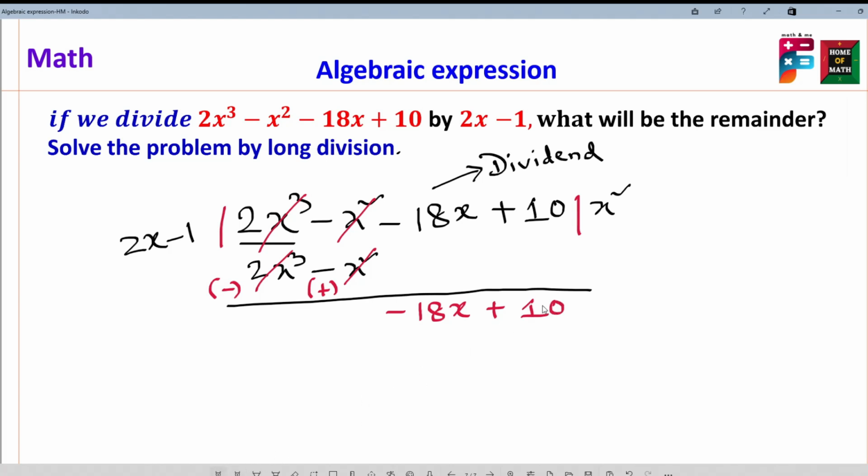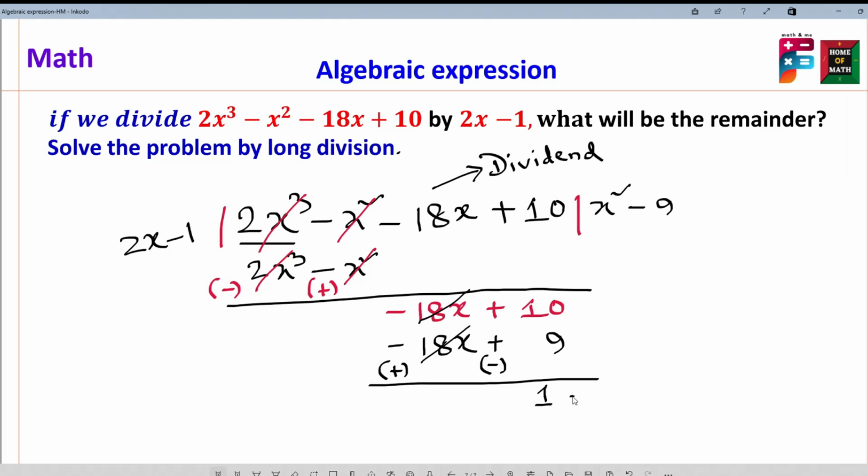Now what can we do? Look, if we multiply by 9, so 9 times 2 means 18. Here is −9, so the sign is minus, and here is x, we can write here x. Here is minus and minus, it becomes plus. 9 times 1 means 9. So here is plus and here is minus. So −18x and +18x cancel out, and 10 − 9, the answer is 1.